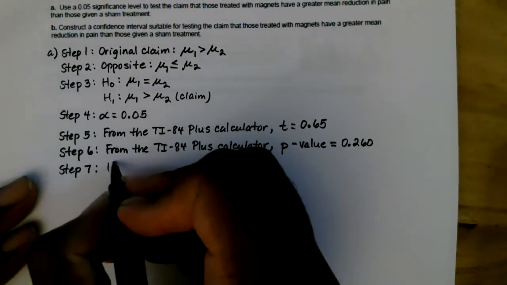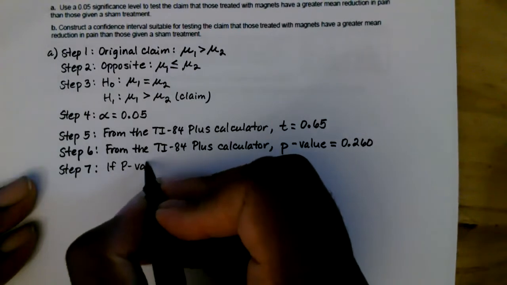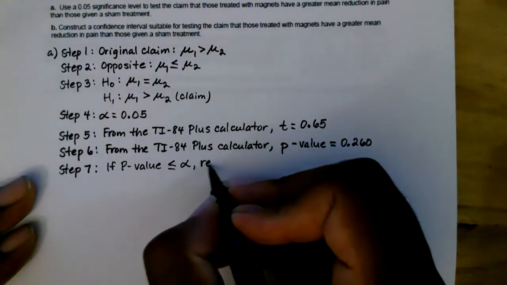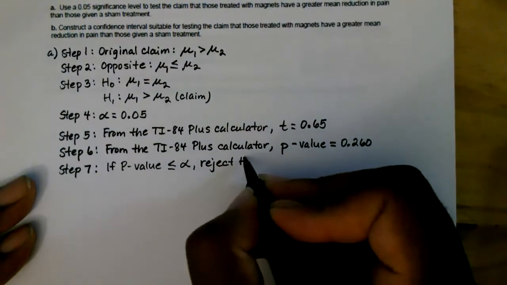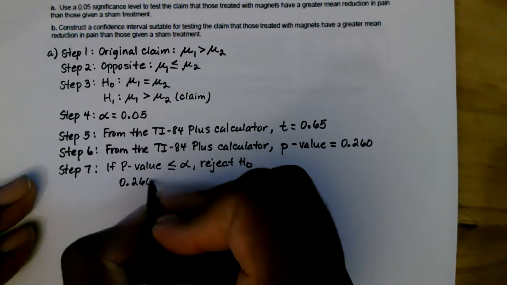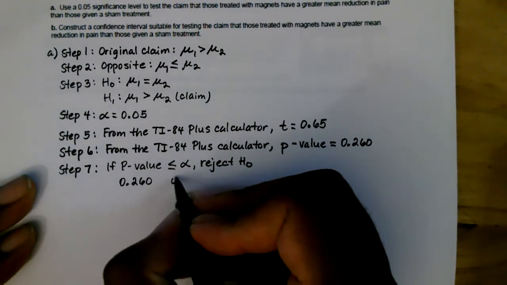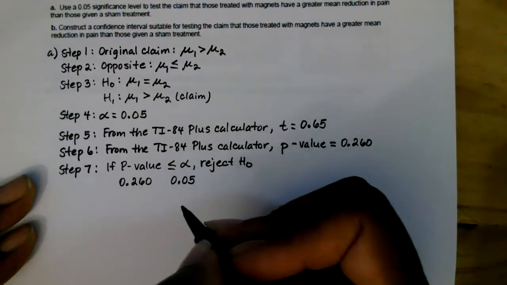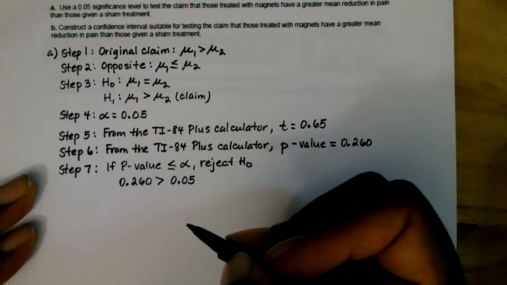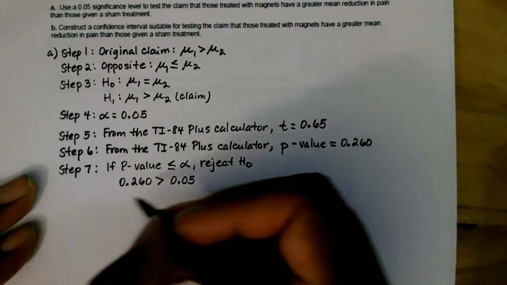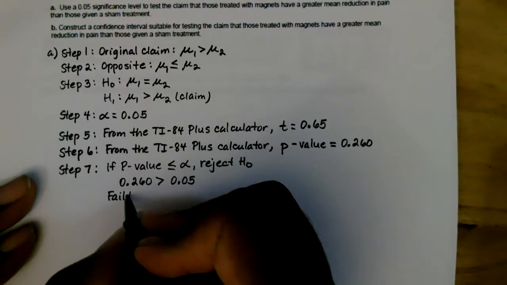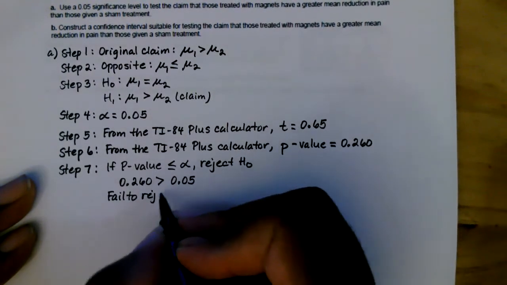All right, step number 7 is this. If the p-value is less than or equal to alpha, that's our decision rule, we're going to reject the null hypothesis. So now our p-value is 0.260, and the alpha level from step 4 is 0.05. Compare those two, you'll see that 0.260 is greater than 0.05. That violates our decision rule, so we need to fail to reject the null hypothesis.